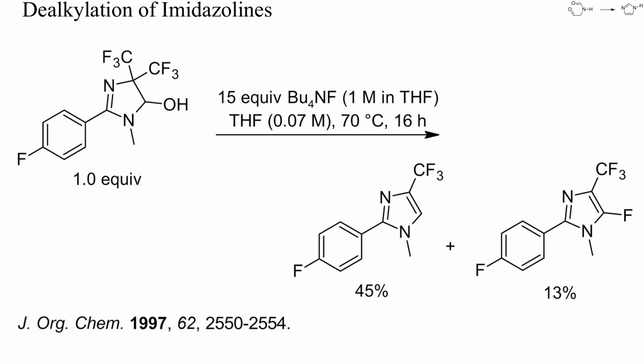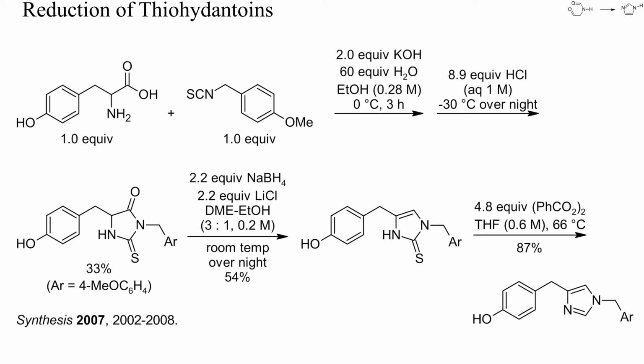Aromatization of 2,2 or 4,4 dialkyl imidazoles can also be attained not by isomerization but by dealkylation, as in this example. Here, one trifluoromethyl group was cleaved off from an imidazoline by heating with fluoride in THF. The yield of imidazole wasn't high, though. Imidazoles can also be prepared by reduction of imidazolones, hydantoins and thiohydantoins.